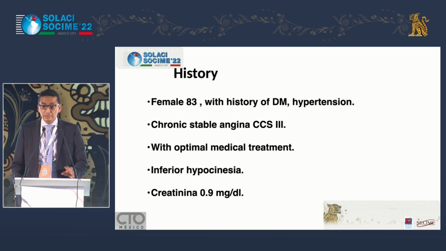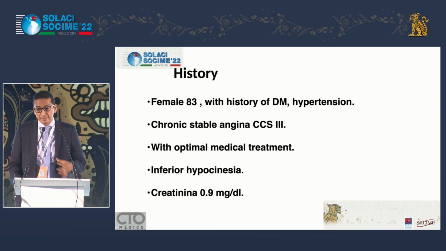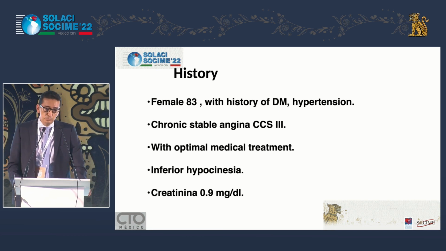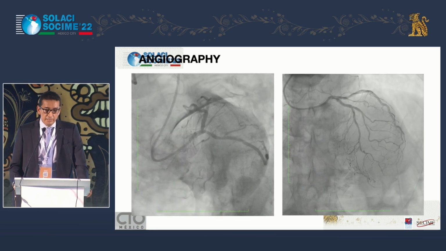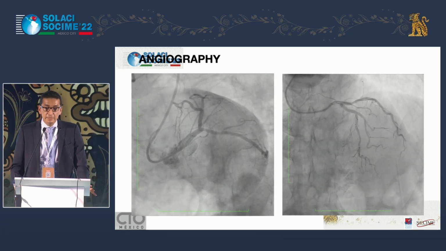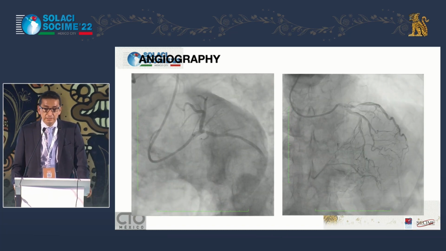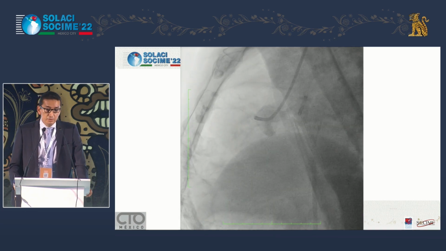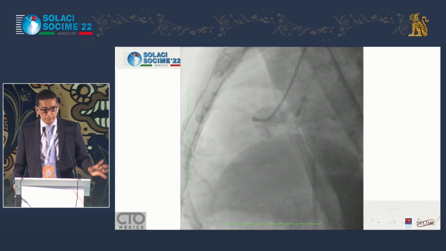Y esto es importante porque les voy a presentar este caso, que para mí es un clásico en mi formación personal y me gusta compartirlo mucho: una mujer de 83 años, con angina crónica estable, terapia médica óptima, hipocinesia inferior, creatinina de 0.9, angina bien definida. Vemos que el sistema izquierdo está completamente sin lesiones significativas y desde ahí se ve la circulación colateral a la oclusión total crónica del lado derecho, que tiene un CAP completamente ambiguo.